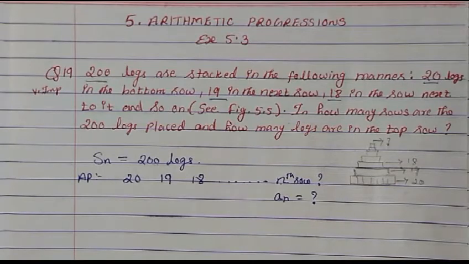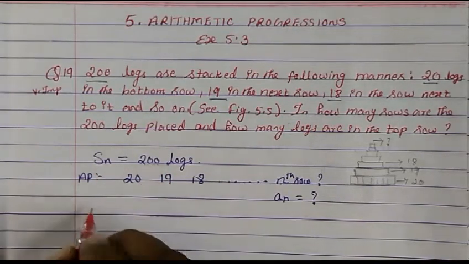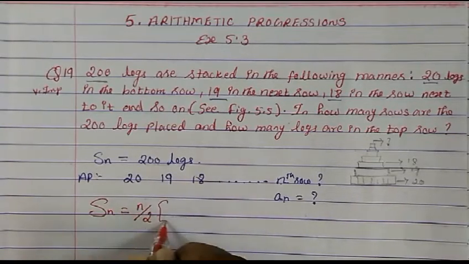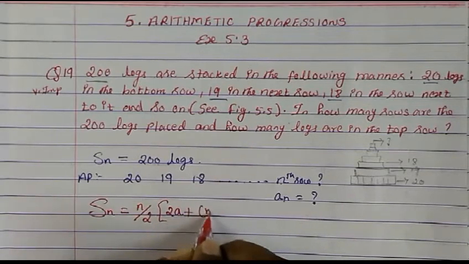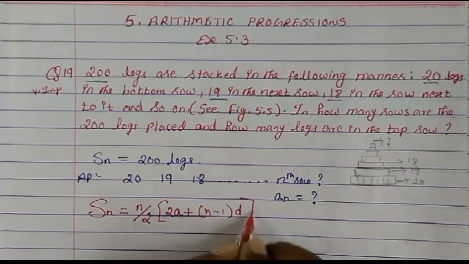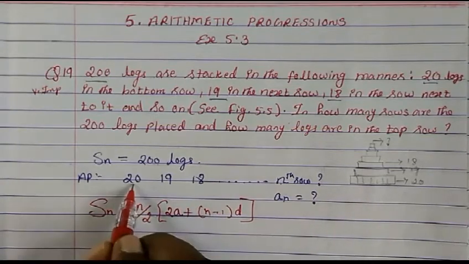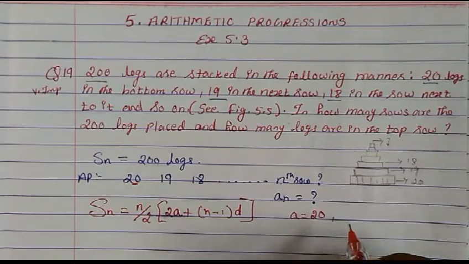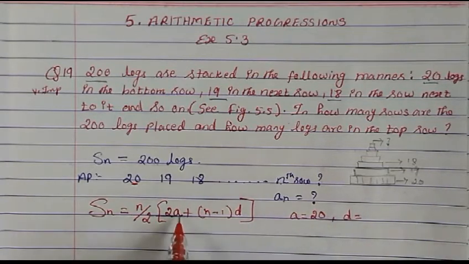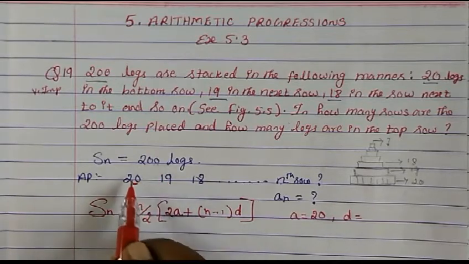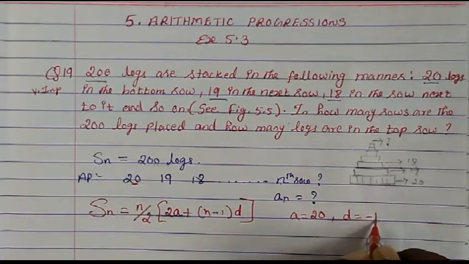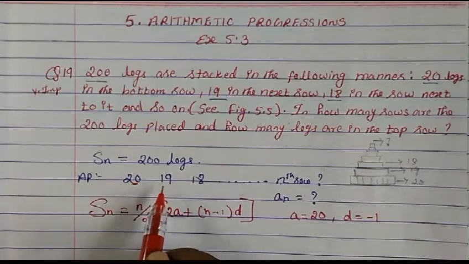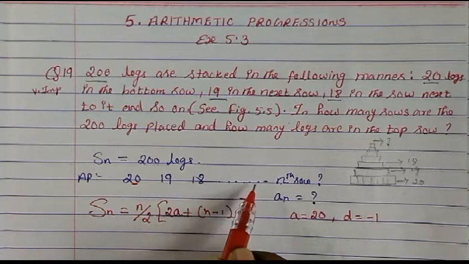So now let's write down the formula. Since Sn is given to us, let's put the formula: Sn equals n upon 2 into 2a plus n minus 1 times d. What are the values we have? The first term, that is a, is 20. Then we need d, so that is 19 minus 20, which is minus 1. As you see, everywhere it is 1 less. Here 20, here 1 less, and so on, each time 1 will be less.